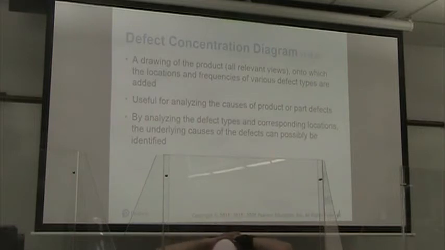We can also have the defect concentration diagram. So in this case, it's a drawing of the product onto which locations and frequencies of various defect types are added. This can be useful for analyzing the causes of product or part defects. So by analyzing defect types and corresponding locations, the underlying causes of the defects can possibly be identified.